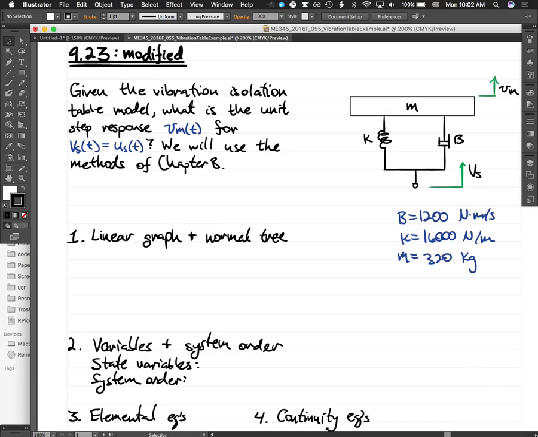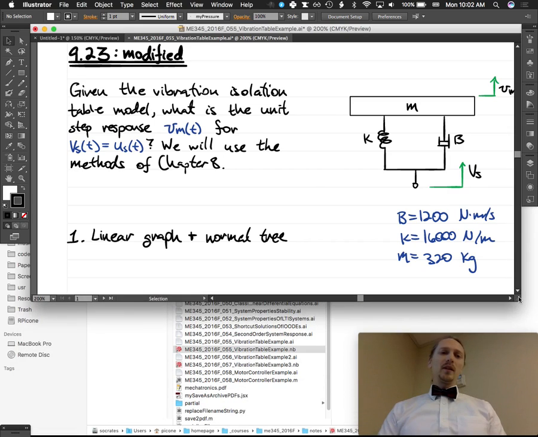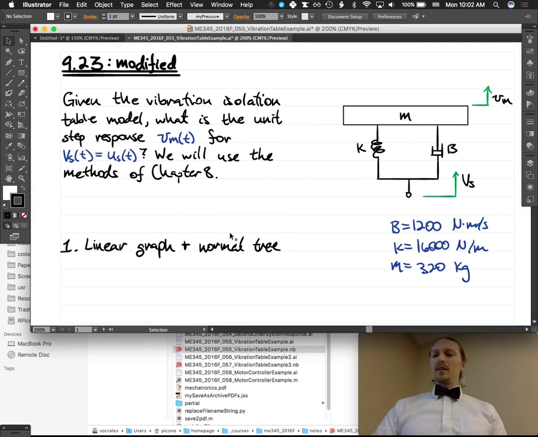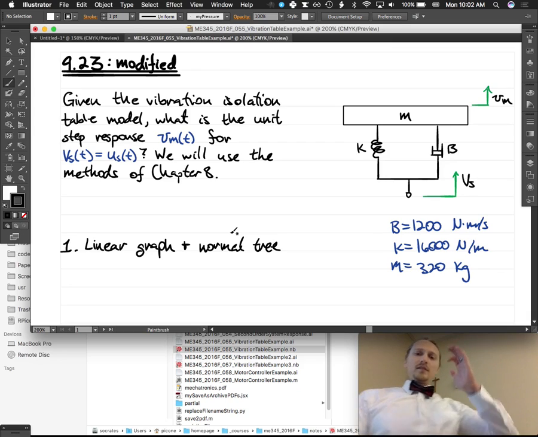We are going to do what is essentially the last example we're going to do. We're going to do it two different ways. Hopefully today we'll make it all the way through the first way. We're going to do it sort of the chapter 8 way first, the full doing the whole problem way.